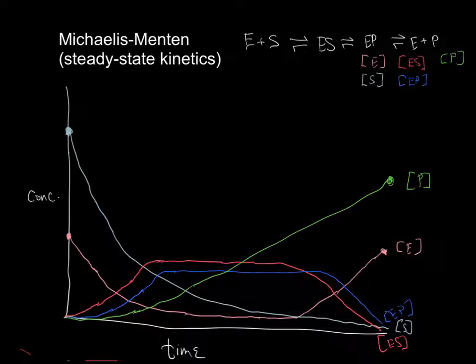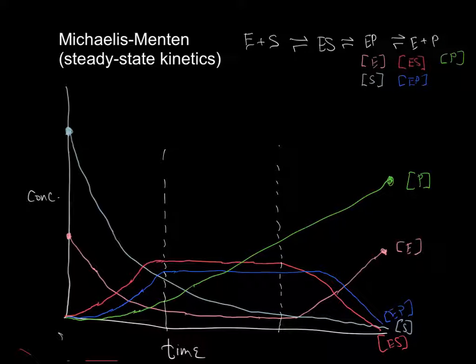Now, if we notice, there's this region of time where the concentration of ES and EP doesn't change. It's flat. So if you think back to calculus, you take the slope of the tangent line, the derivative. Why could I not think of the term derivative? I remember slope and tangent, but not derivative. But you take that slope, and that slope is 0. It's not changing with respect to time, right?